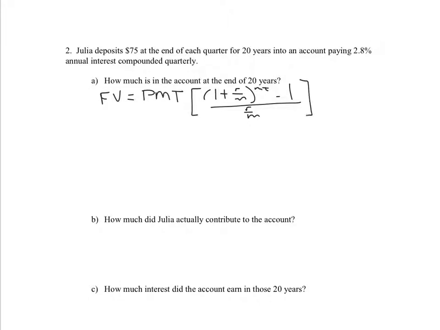R divided by M. Now, let's see what we know and what we need to find out. Since we want to know the amount that's in the account at the end of 20 years, we are looking for the future value. The payment amount is $75.